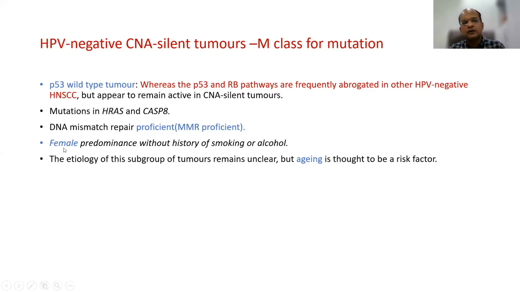These tumors are mainly seen in female patients without any history of smoking and alcohol. So this is not an HPV positive tumor. This occurs in a female patient without any history of alcoholism or smoking. So what is the etiological factor? Studies say that many are because of aging, and that aging causes abnormalities in genes and causes head and neck squamous cell carcinoma.